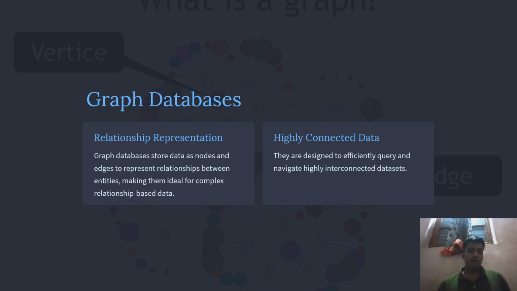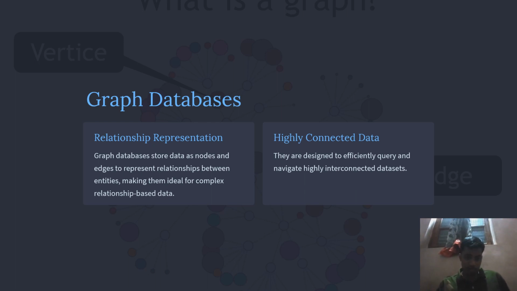Now the special kind of database which is called graph databases. The graph is very important in order to analyze any sort of data. So we'll look into the graph databases. The relational representation of graph database.